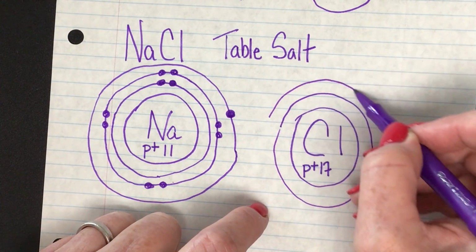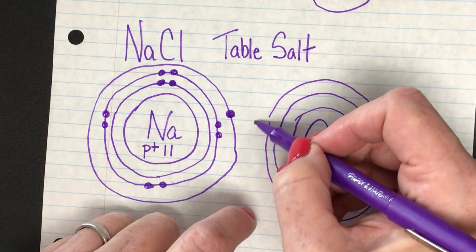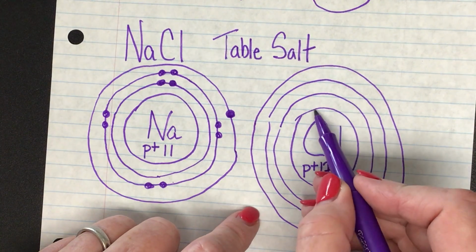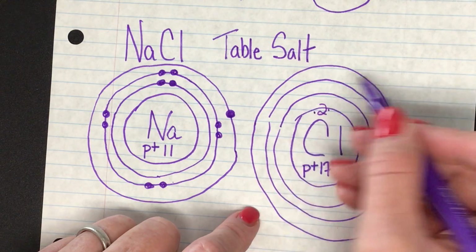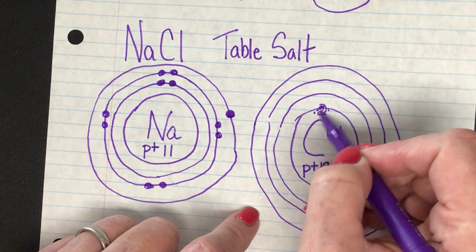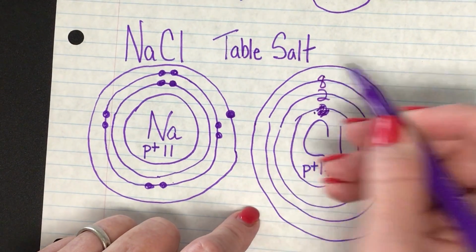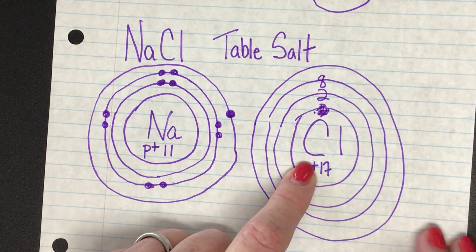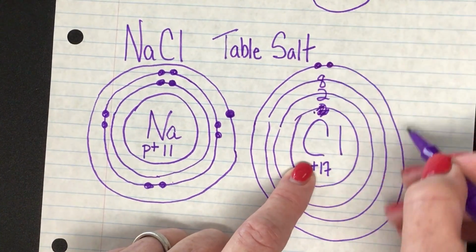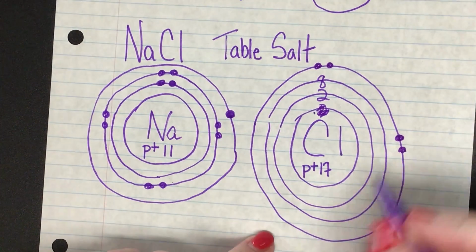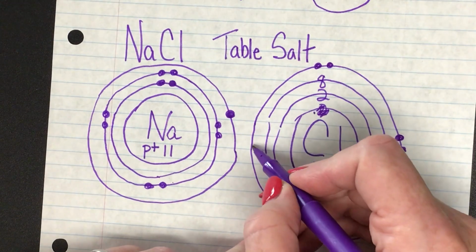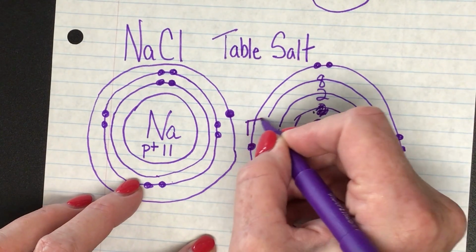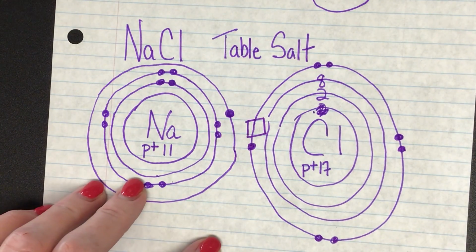So it's going to have 1, 2, so it's going to have 3 energy levels. And how many electrons will fit in here? 2. How many will fit out here? Or wait, oops, I wrote that in the wrong place. 2, 8. And then chlorine's in group 17 or 7A. So we know chlorine is going to have 7 valence electrons. It needs how many more? 1. It needs 1. So, what's going to happen?